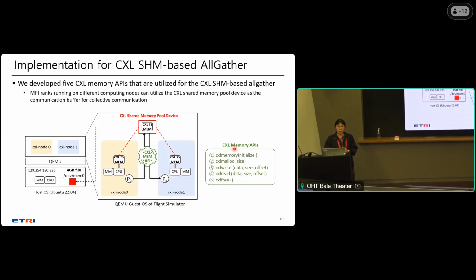So we developed 5 CXL memory APIs that are utilized for the CXL shared memory-based all-gather. These are the CXL memory APIs: CXL memory initialize, CXL malloc, CXL write, read, and free. So MPI ranks running in different computing nodes can utilize the CXL shared memory pool device as the communication buffer for collective communication by using these APIs.